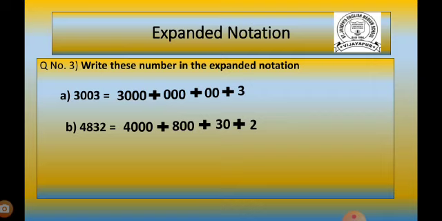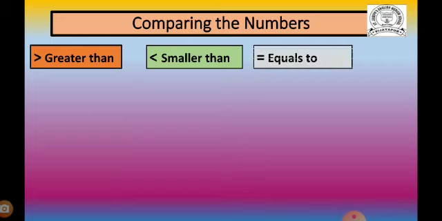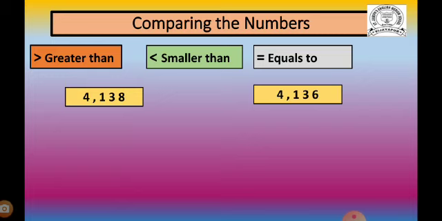Next is comparing the numbers. To compare the numbers, children, we mainly use 3 symbols: the greater than symbol, the smaller than symbol, and the equal to symbol. By using these symbols, we will compare the numbers. As we are doing 4-digit numbers here, we get the first question. We are given 2 numbers. To compare, we need a minimum of 2 numbers. The first number we got is 4138. The next number we got is 4136.